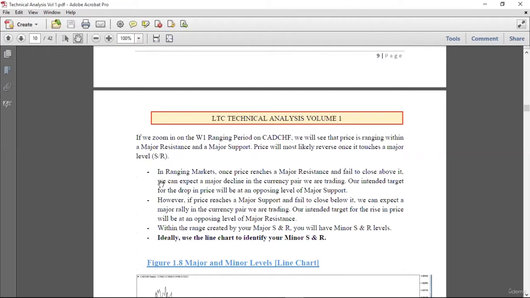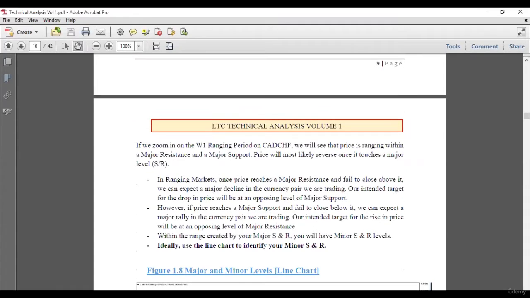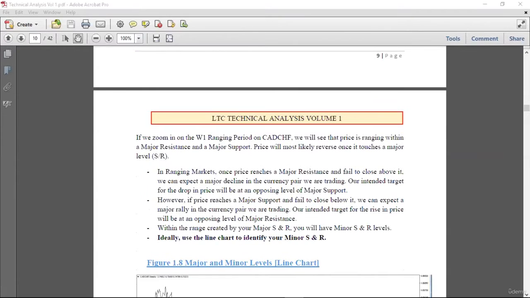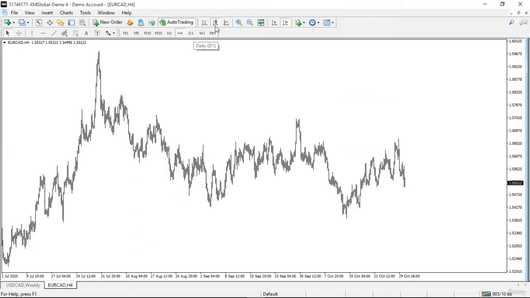In a ranging market, once price reaches a major resistance and fails to close above it, we can expect a major decline or drop in the currency pair we are trading. Our intended target for the drop in price will be at an opposing level of major support. So if you look at this, these are our obvious highs and obvious lows here that we have marked.